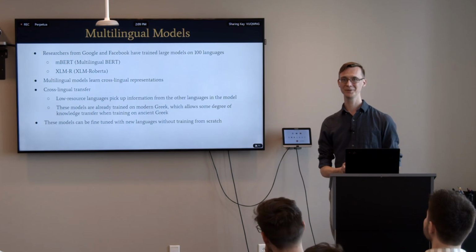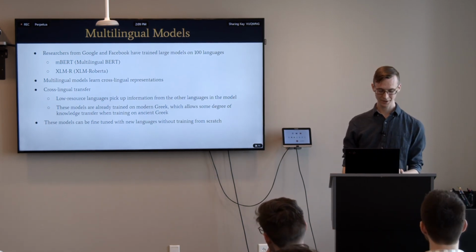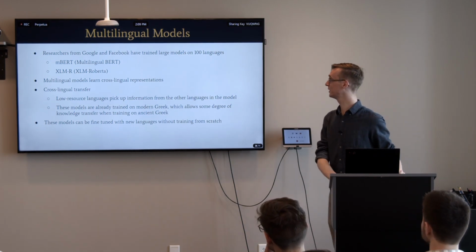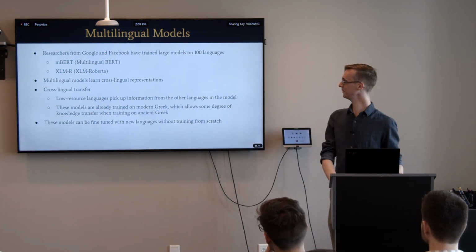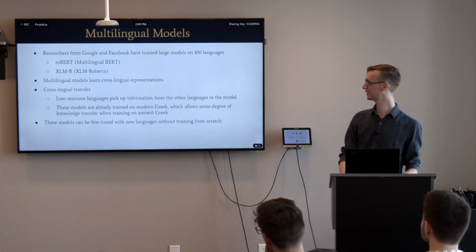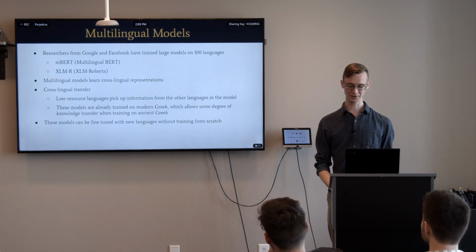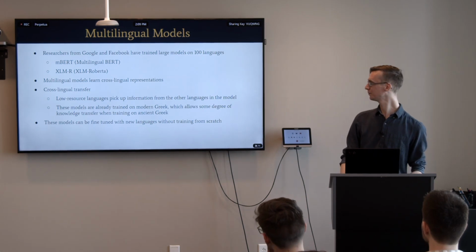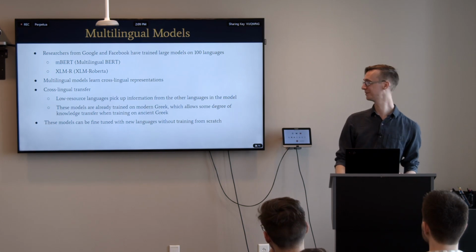And a really interesting development with these large language models, such as BERT, is that they can be trained on many languages at once. Some researchers at Google and Facebook have trained large models on over 100 languages. These are called mBERT and XLM-R. And the cool thing is that when you train a language in one of these models that has a small amount of data available for it, it picks up knowledge from the other languages and it performs better than it would on its own, which is really cool.